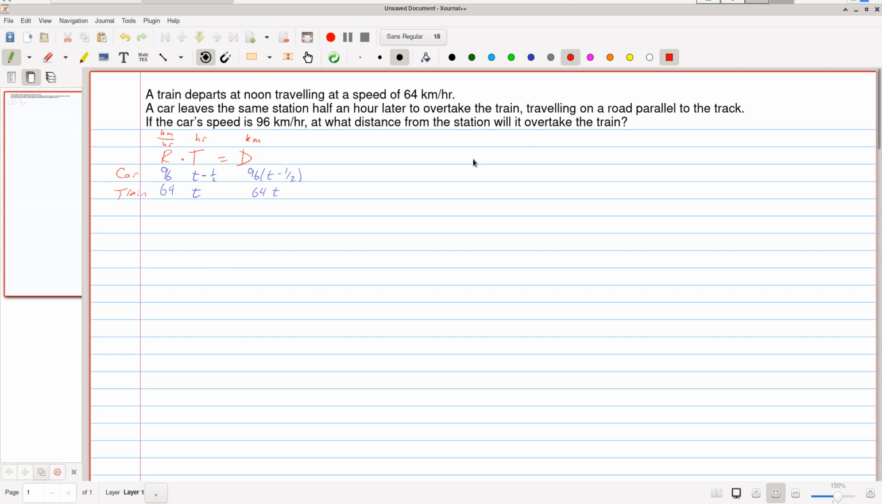Now, reading into the question, at what distance from the station will the car overtake the train? To overtake means it's going to catch up, so that tells us that the two distances must be equal. So the distance the car travels, which is 96 times t minus 1/2, has to be the same as the distance the train traveled, 64t. Now we'll distribute through. 96 times t is 96t. 96 times 1/2 is 48. This equals 64t. Next, I'm going to subtract 96t from both sides of the equation.